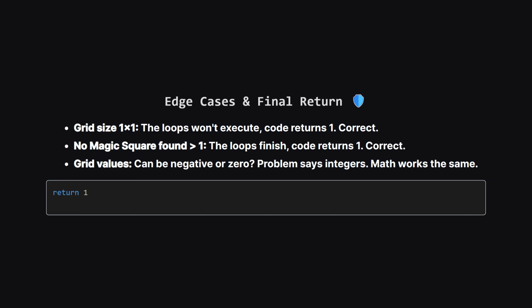Finally, if we finish all our loops and haven't returned anything, it means there are no magic squares of size 2 or bigger. But a single cell is technically a magic square of size 1, so we simply return 1 at the very end. This handles cases where the grid is tiny, or just has no matching patterns.